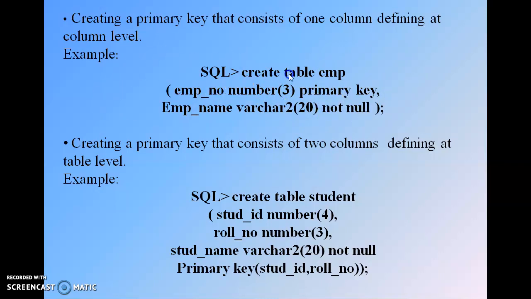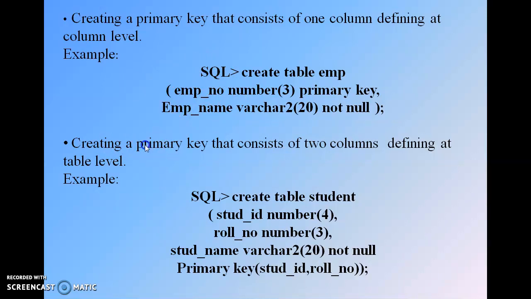For example, here: create table EMP, employee number, its data type, and at the column level, what does that indicate? While completing the declaration of the column, we are setting the constraint for that column. Here we are specifying the primary key constraint for the column employee number after its declaration. It indicates that we are creating the constraint at the column level.